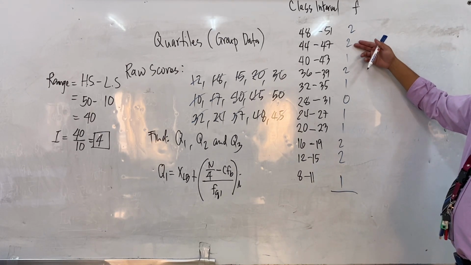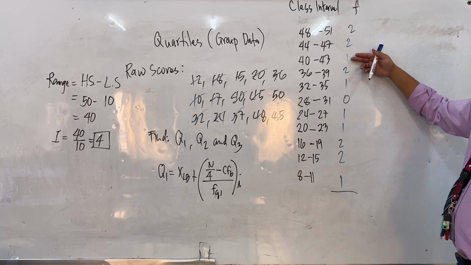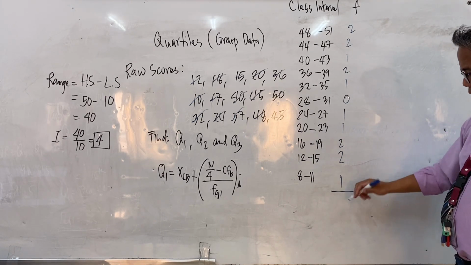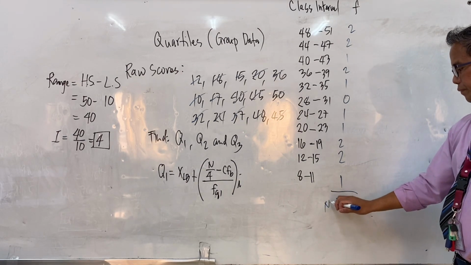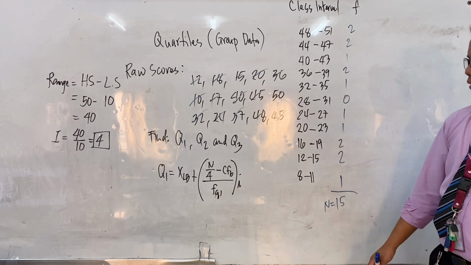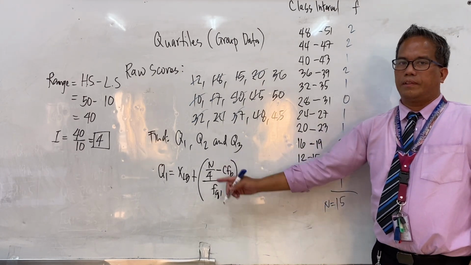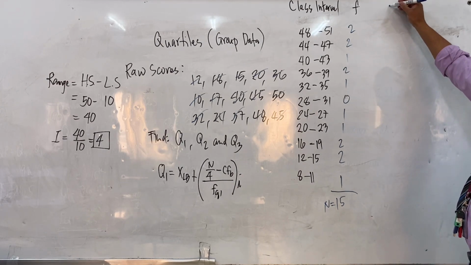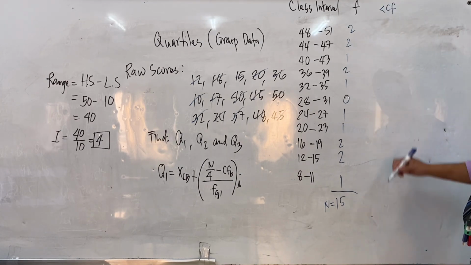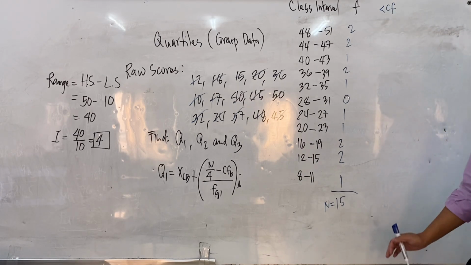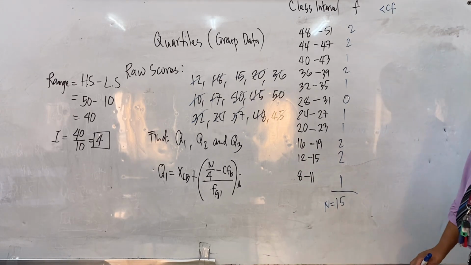2 plus 2, 4, 5, 6, 7, 8, 9, 10, 11, 12, 13, 14. Okay, so this is 15. So your n equals 15. So we have now n, total frequency. And then after that, we have CF greater than here. So how will you complete this column for the CF greater than?